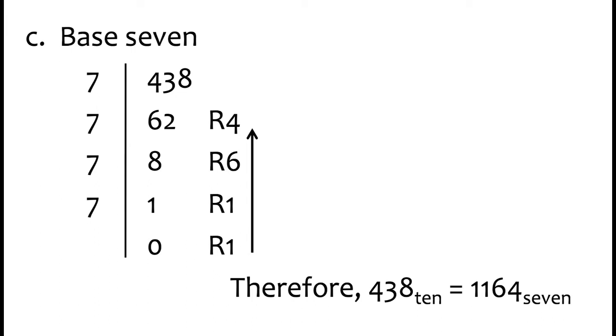7 in 43 is 6 times. And 6 times 7 is 42. So you are left with 1. It becomes 18. 18 divided by 7 is 2 times. 2 times 7, 14. Out of 18, you are left with 4. So remainder 4. 62 divided by 7 is 8 times.